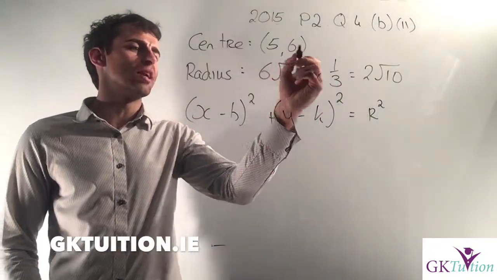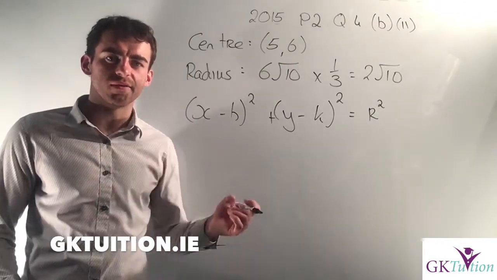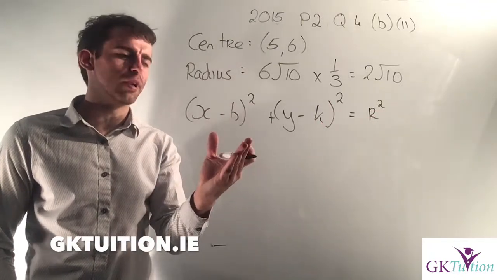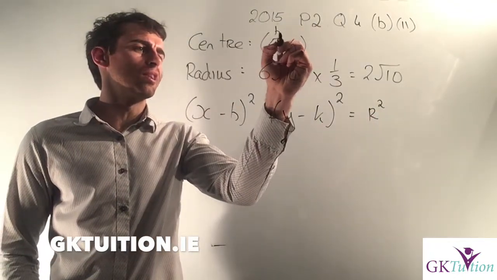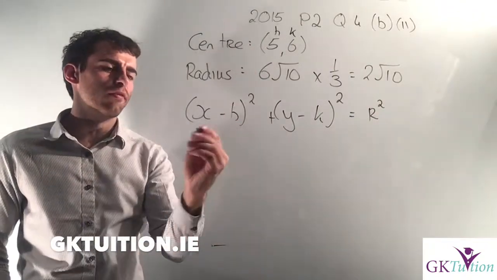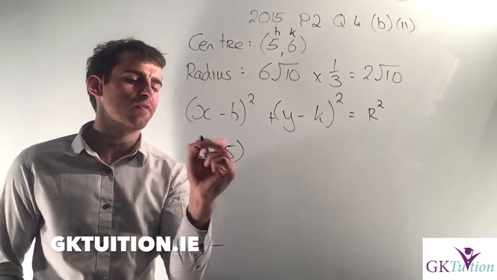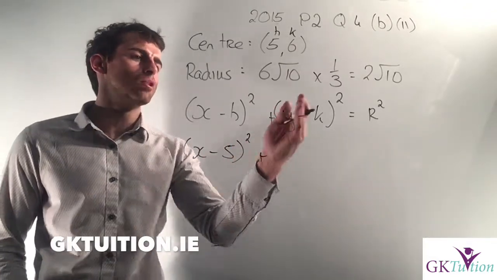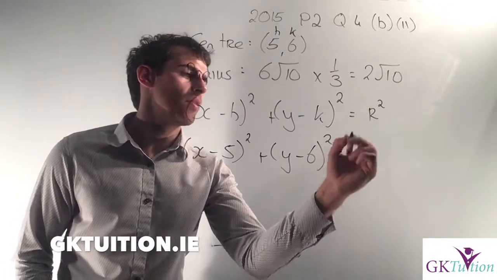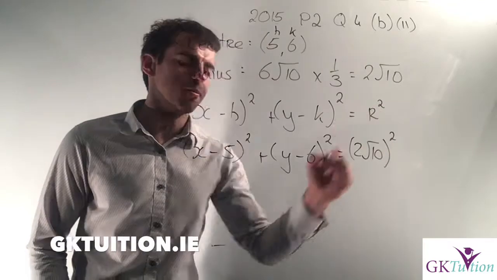So if I know my center and I know my radius, it's relatively straightforward to get the equation of our circle. To get the equation of a circle, we're going to sub into this formula, where the center of the circle is h, k and my radius is 2 root 10. So if I'm just subbing in here, I get x minus h, which in this case is x minus 5, all squared, plus y minus k will become y minus 6, all squared, and that's equal to r squared, which is 2 root 10 all squared.